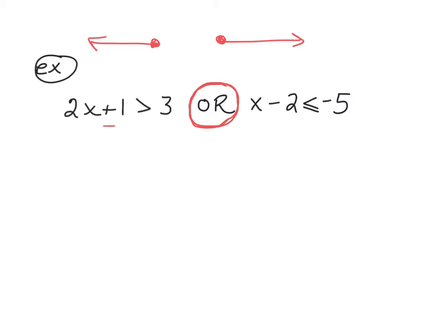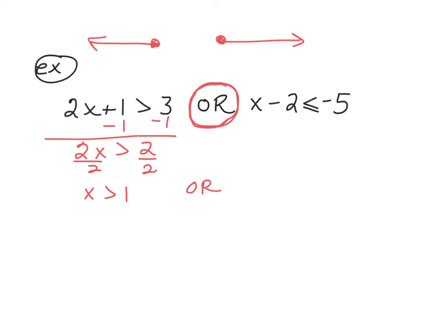So to solve, I would over here subtract 1. That gives me 2x is greater than 2, and I'll divide by 2. I get x is greater than 1. Or, I'm going to solve the other piece of this. I'll add 2 to both sides. I get x is less than or equal to negative 3.